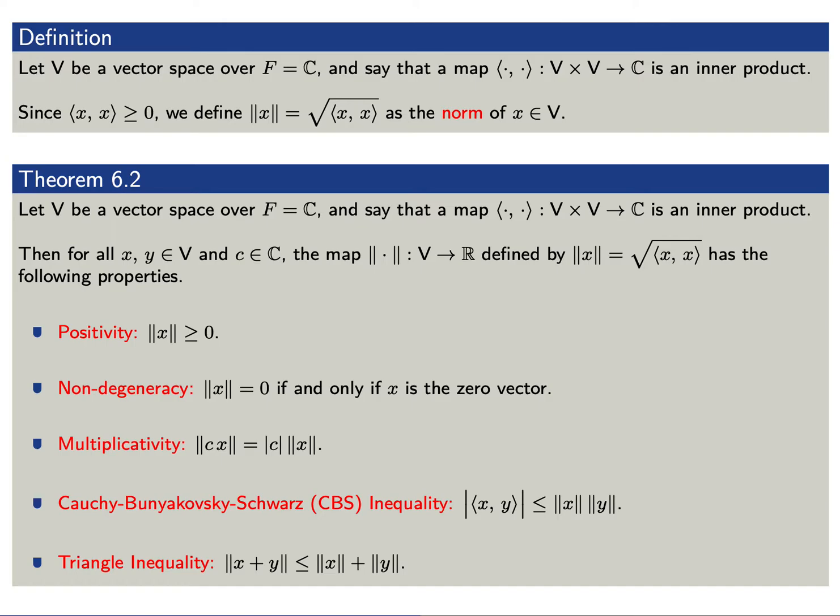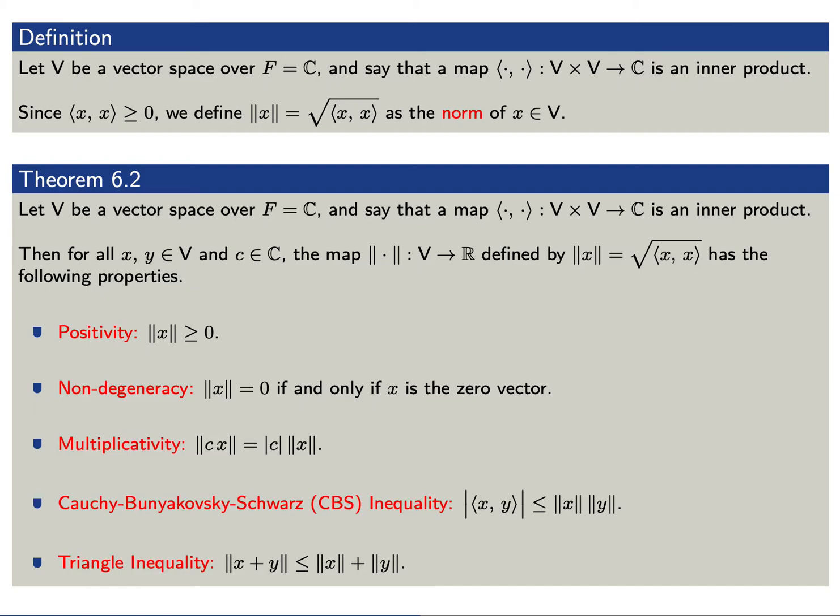First, we have positivity. That is, the norm of a vector x is always non-negative. Next, we have non-degeneracy. The norm of a vector x is 0 as a scalar if and only if x is 0 as a vector. Third, we have multiplicativity. That is, the norm of a scalar c times a vector x is the absolute value of this complex number c times the norm of our vector x. Fourth, we have the Cauchy-Bunyakovsky-Schwarz inequality. This says that the absolute value of an inner product of a vector x with a vector y is less than or equal to the norm of x times the norm of y.